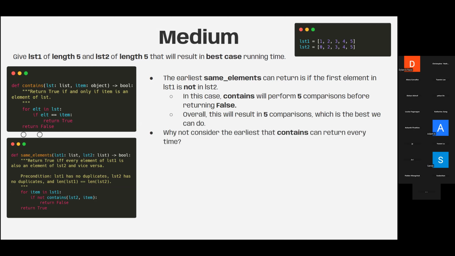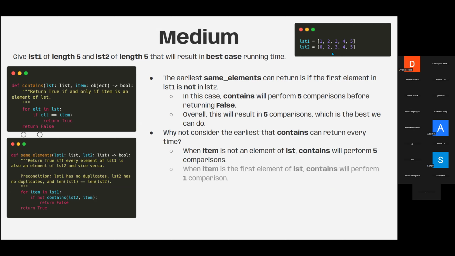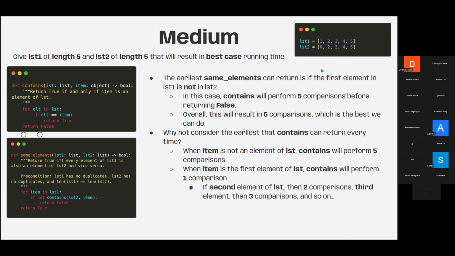So why can't we consider the earliest that contains can return every time? Because when the item is not an element of lists, contains will do 5 comparisons, which is what we saw in this example. And if item was the first element of lists, contains will do 1 comparison. It would just find it over here and be like, yeah, I found it. If it was the second element of the list, so 1 was here, it would do 2 comparisons. If it was the third element, 3 comparisons, and so on.